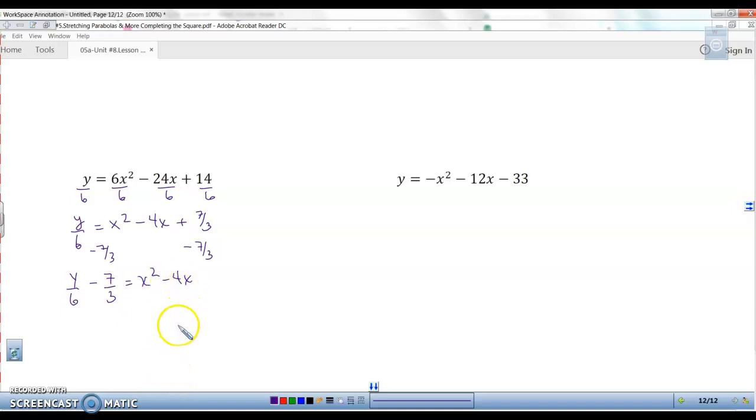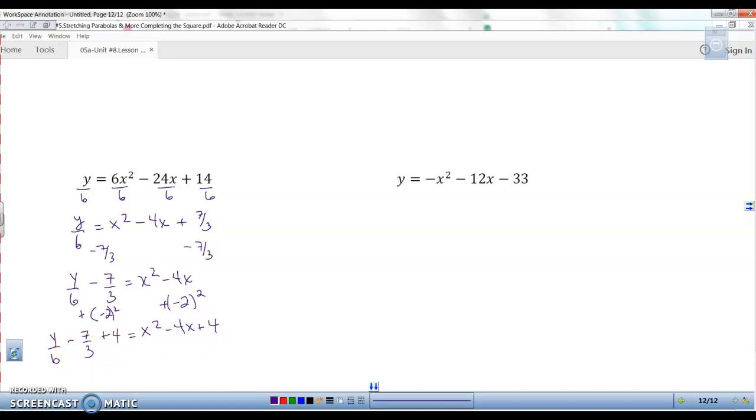Okay, now we want to complete the square. Half the b term, negative 4 is the b term, half of that would be negative 2, and you want to square that. So we're going to add negative 2 squared to both sides. That gives me y over 6 plus, minus 7/3 plus 4 is equal to x squared minus 4x plus 4.